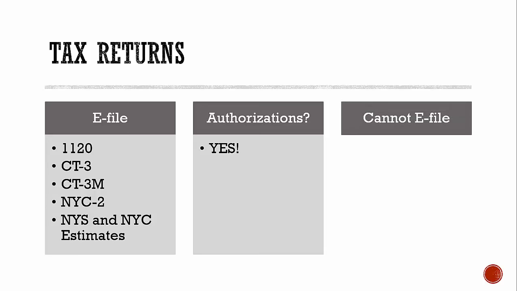Now we're going to talk about the ones that can't be e-filed. The only two that I know of that can't be e-filed from our general rule population are the 1120C and the 1120H. Those both need to be mailed, signed by the client and mailed in paper.